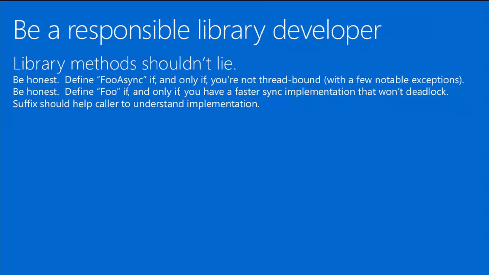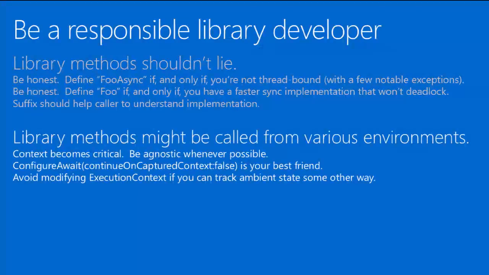If you're a synchronous contract, actually be a synchronous implementation under the covers and have a core reason why you're exposing that. You should be faster in some sort of core way by being synchronous for you to bother to expose that method. So, you know, that's about being honest about the nature of your method.